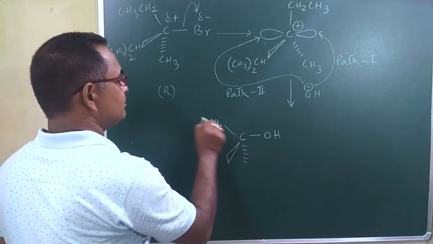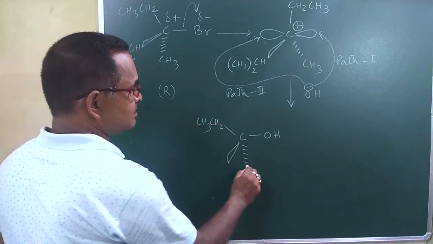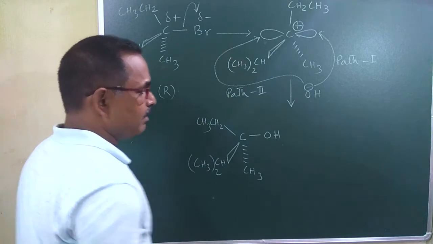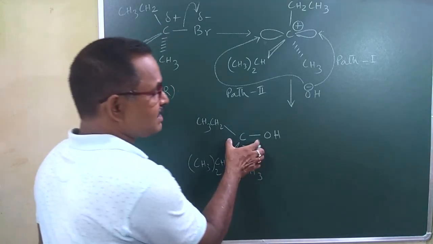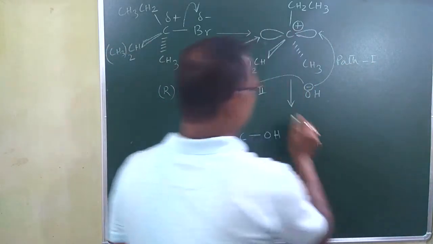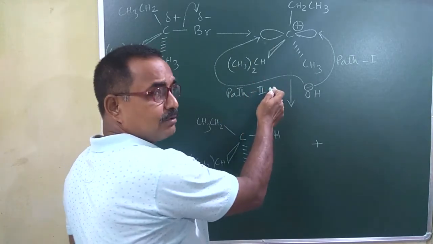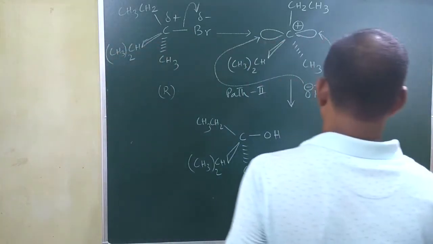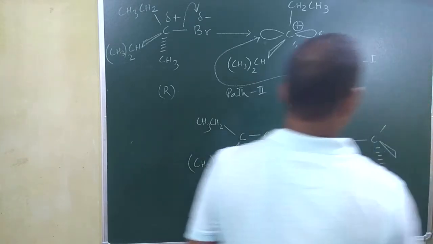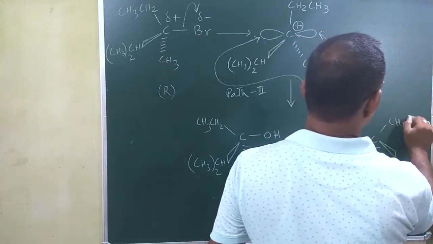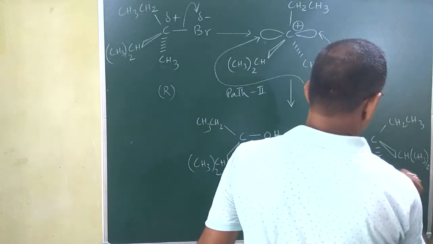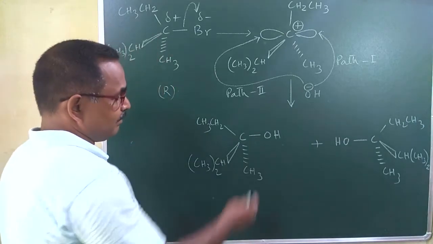This is ethyl group. This is methyl group. This is isopropyl group. So this is the product that results from attack by nucleophile through part 1. But there is equal possibility of attack by part 2. By part 2, if the nucleophile attacks, what will happen? We will have this compound. This is the ethyl group, CH2, CH3. This is isopropyl group. This is methyl group.